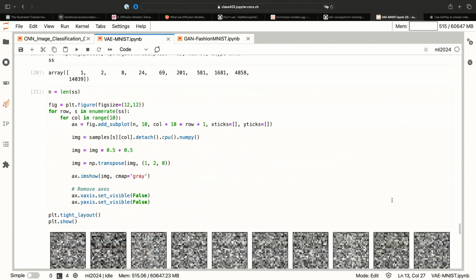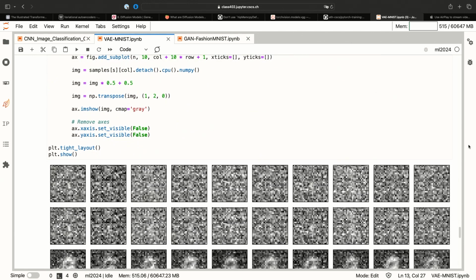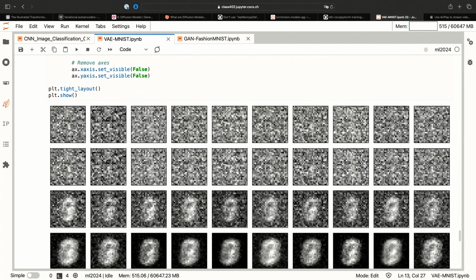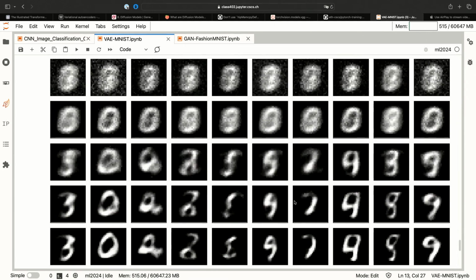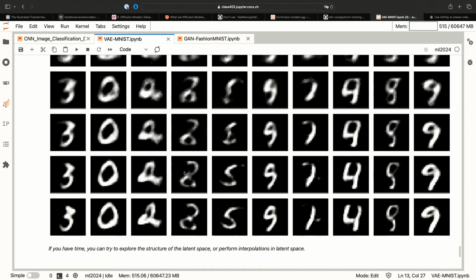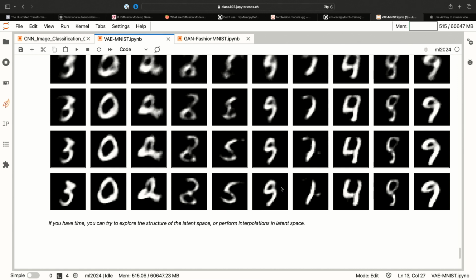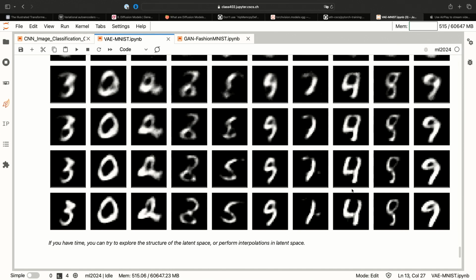And then again, if you look at what happens during training, you can see that at the beginning, the model is untrained, so it generates noise. And then as the training goes on, it starts to learn how to generate numbers by looking at many examples. And at the end of the training, you have stuff that looks like handwritten digits from your original dataset.